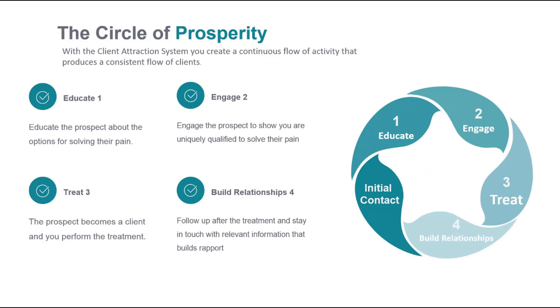What I'd like you to consider is what I call the circle of prosperity. With the client attraction system, you can create a continuous flow of activity that produces a consistent flow of clients. You still have some of the same stages, but it's more of a continuous relationship. As the initial contact is made, the first step is to educate the prospect about solving their pain. And then you can engage the prospect to show that you're uniquely qualified to solve their pain. And then step 3 is where the prospect becomes a client and you perform the treatment.